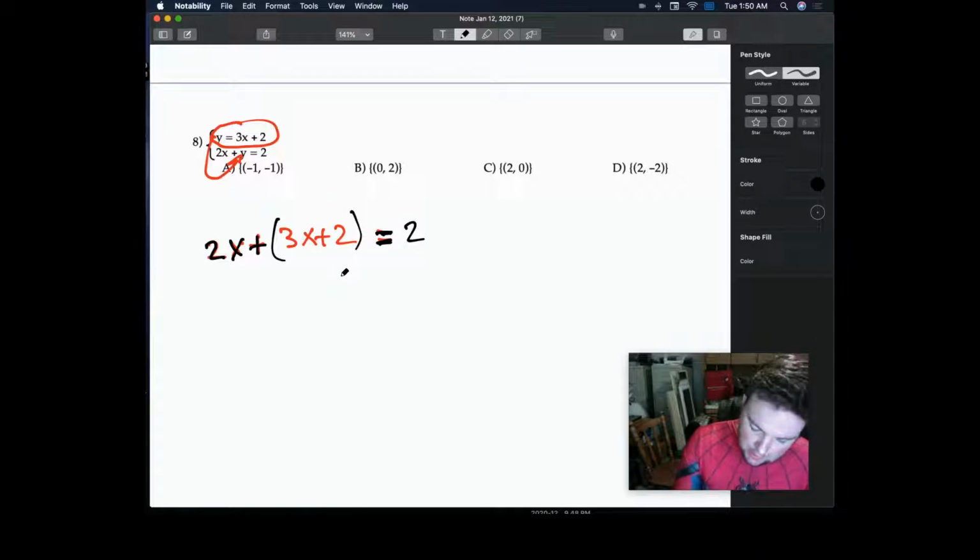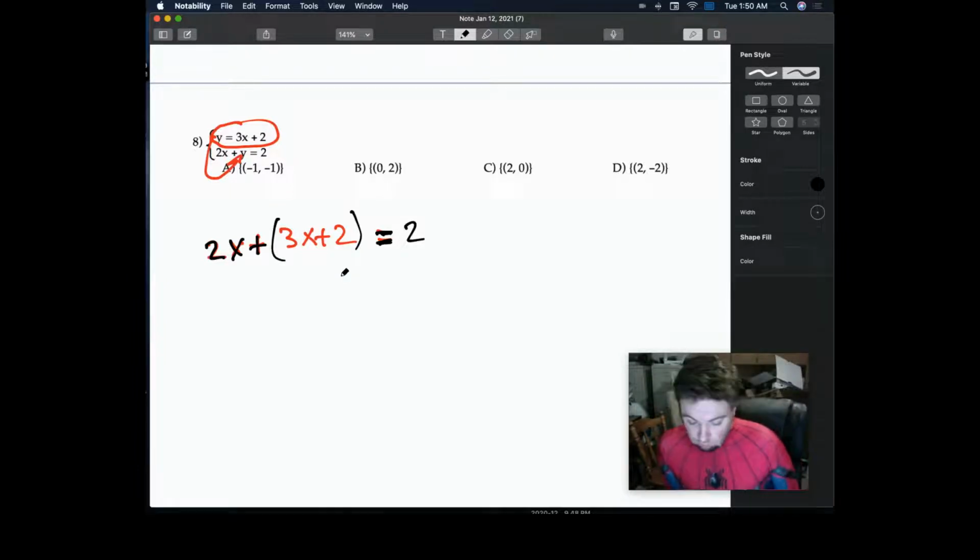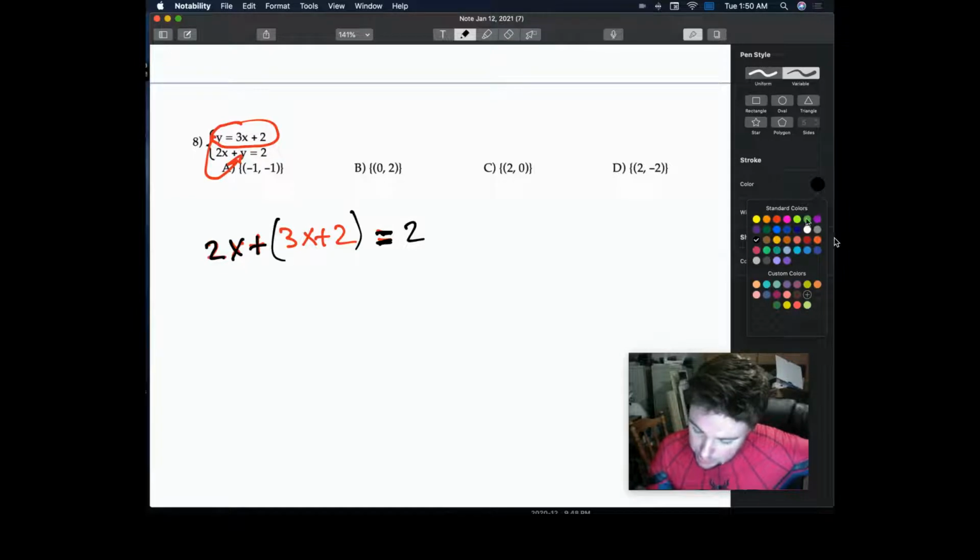So you can see here again, I want to stress, y equals 3x plus 2, so the y value becomes 3x plus 2. Again, why do we have to do this? Because you can't solve an equation unless all the variables are in terms of the same letter, in this case, x. Now that they are, we're just going to combine like terms.